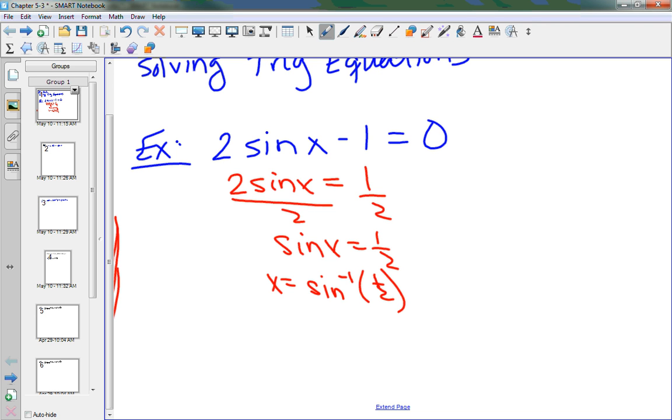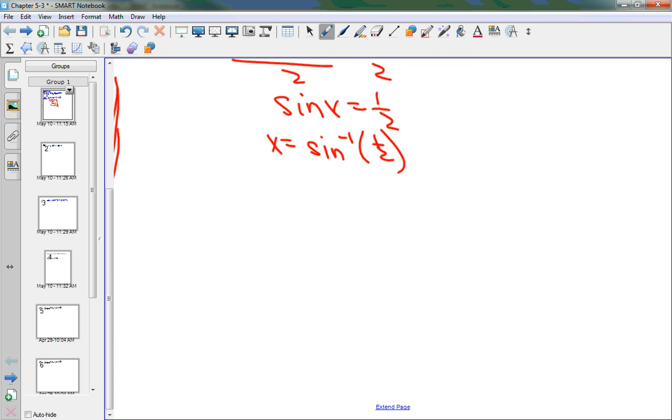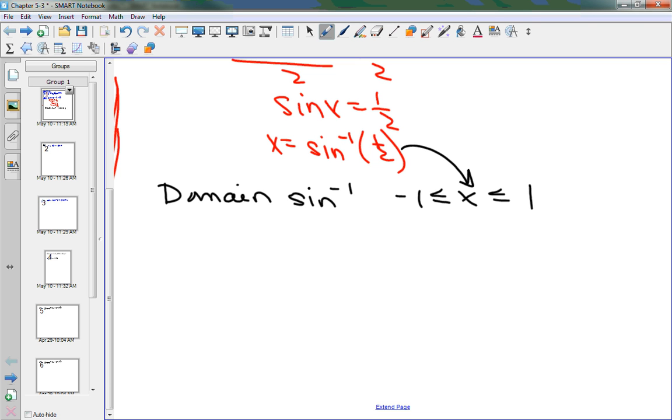Now, according to page 311, the question I have to ask you, first of all, is 1/2 inside my domain? Well, what's the domain? The domain of the sine inverse is -1 is less than or equal to x, which is less than or equal to 1. Is 1/2 inside there? Yes, so that's a true statement, so it does work.